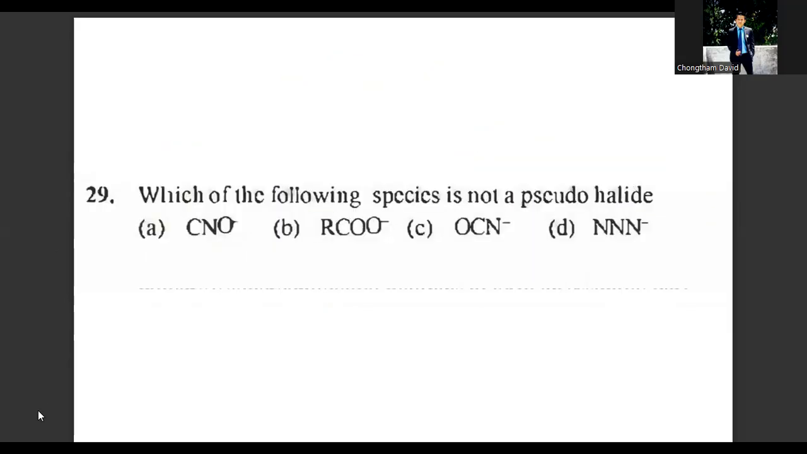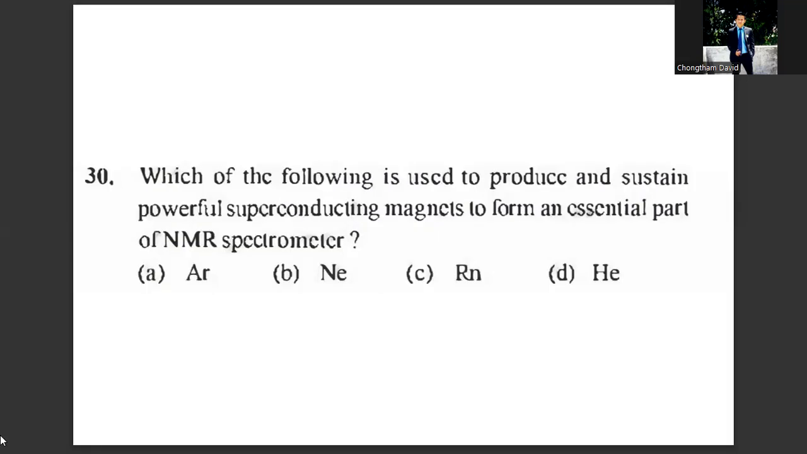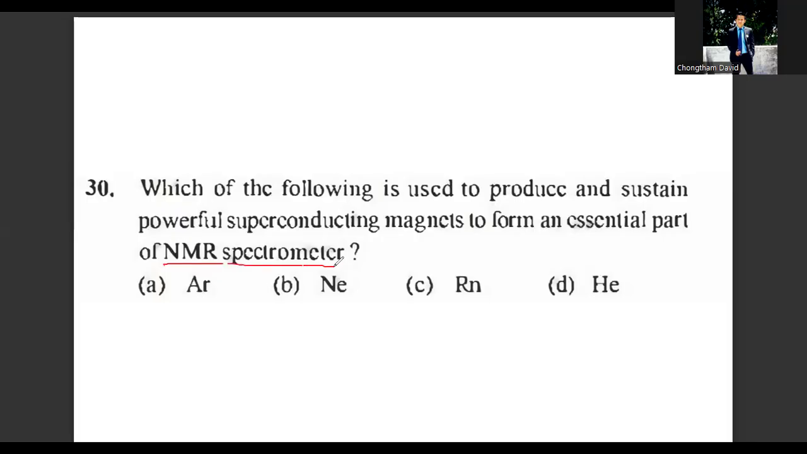Moving on to question number 29. Which of the following species is not a pseudohalide? The acetate ion would not be a pseudohalide. Question number 30. Which of the following is used to produce sustained, powerful superconducting magnets that form an essential part of an NMR spectrometer? This is option D, helium. Okay.